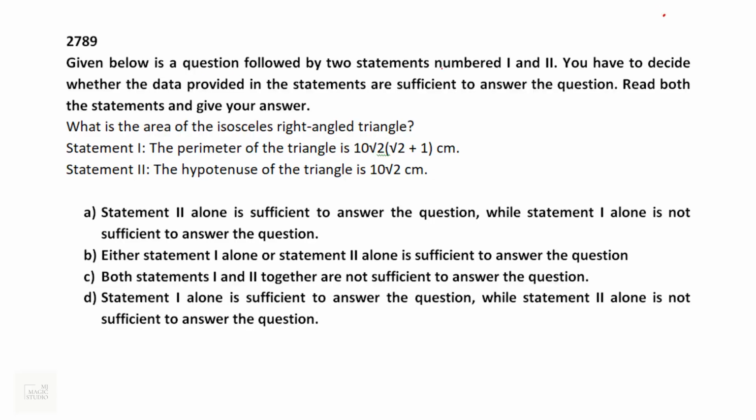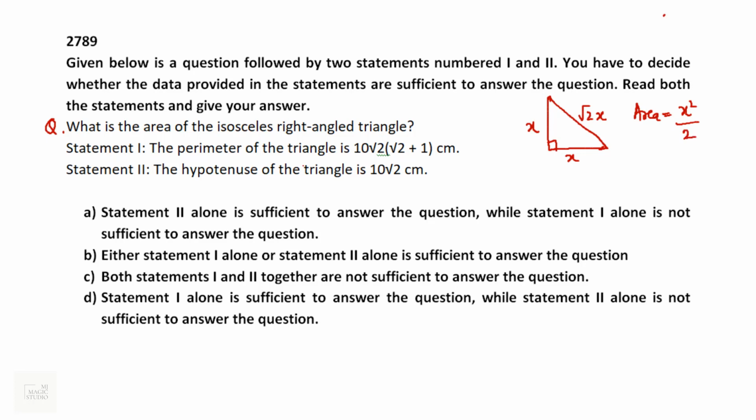Okay, another one from data sufficiency. Let's read the question straight away. What is the area of an isosceles right angle triangle? We have an isosceles right angle triangle. That means these two sides bearing the right angle are same. This is x, this is x. Then the hypotenuse automatically will become root 2x. Then the area of this triangle is nothing but x square by 2.